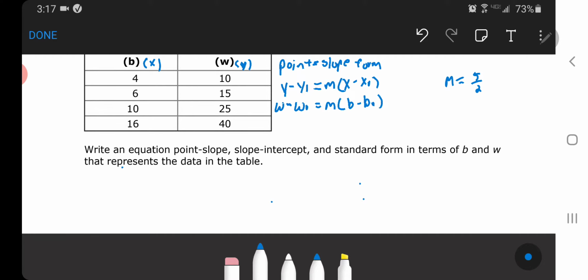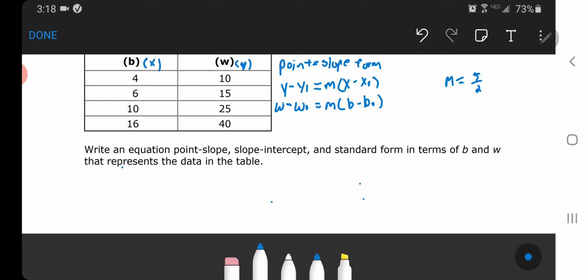Once again, that w1, b1, just name it a point. And you can choose any point that you want. I don't care which one you choose. You can choose that 4, 10, the 6, 15, the 10, 25, or that 16, 40. Doesn't matter when you plug it in. You're going to get the same equation. Yeah, there's 4 different ways we can write it with the points that we're given, but either way is the right answer.